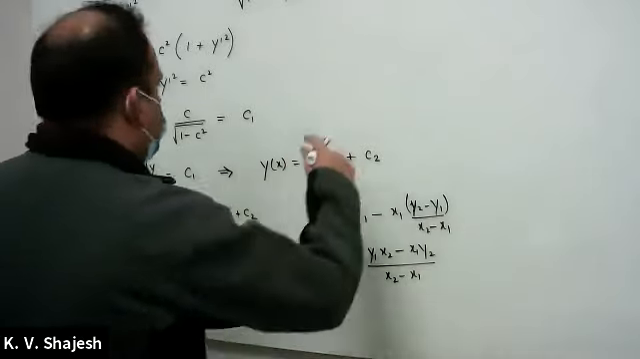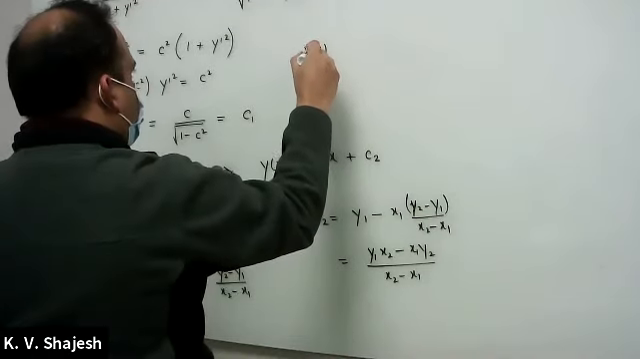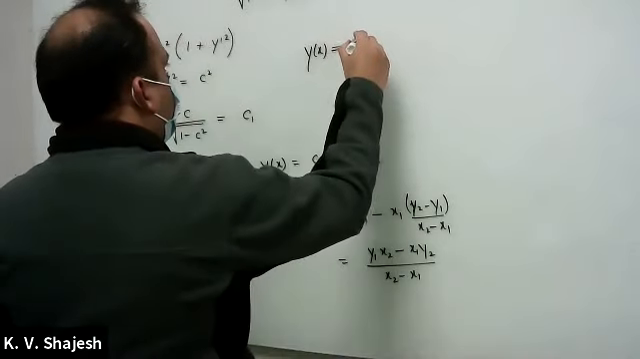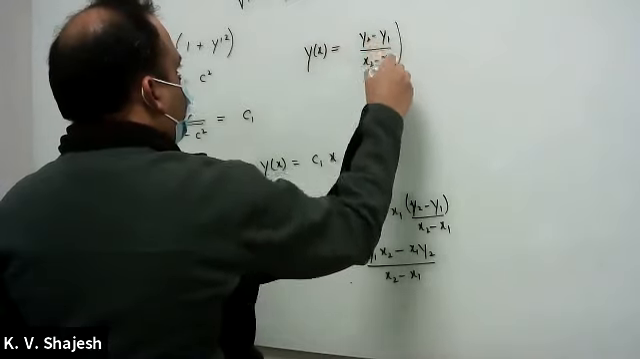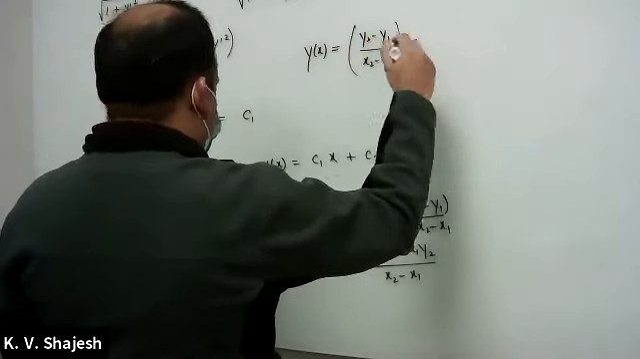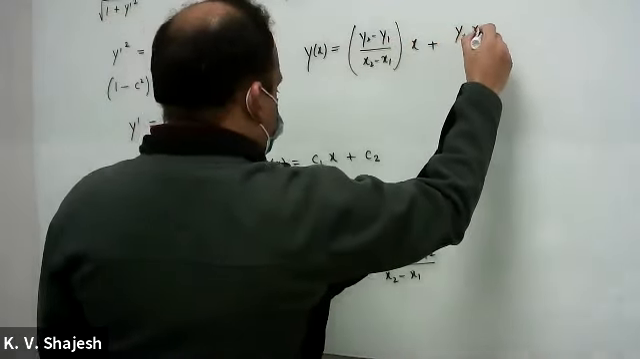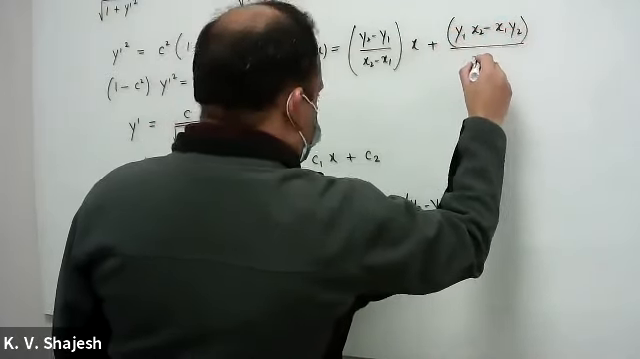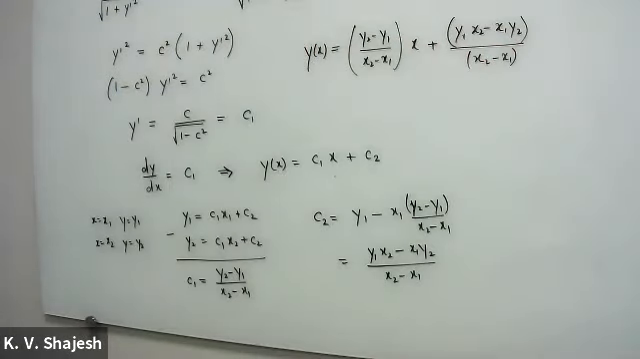So our equation, for the specific 2 points, is y of x is equal to y2 minus y1 divided by x2 minus x1, just writing it explicitly, times x plus c2. Okay. So that completes that problem.